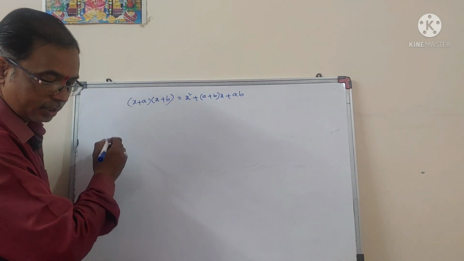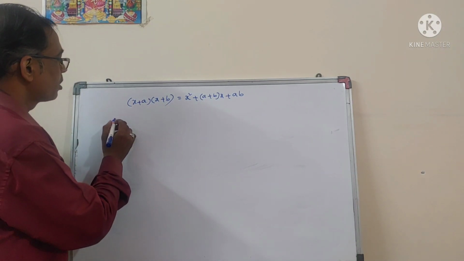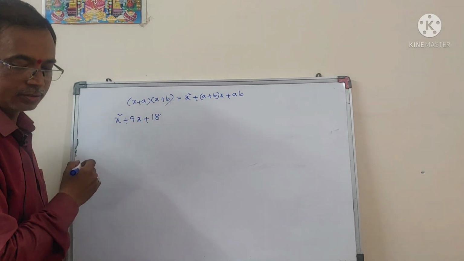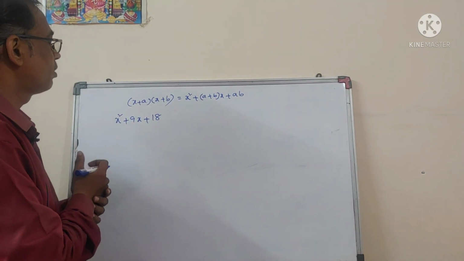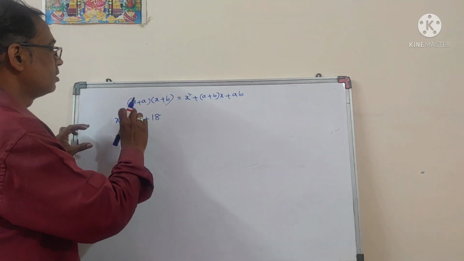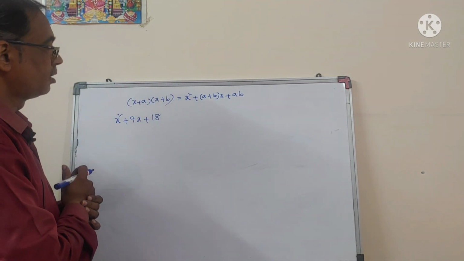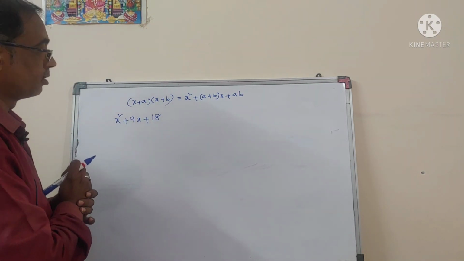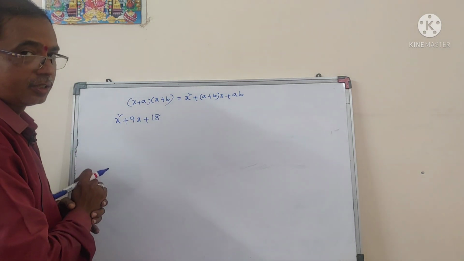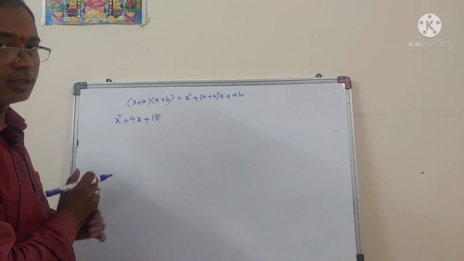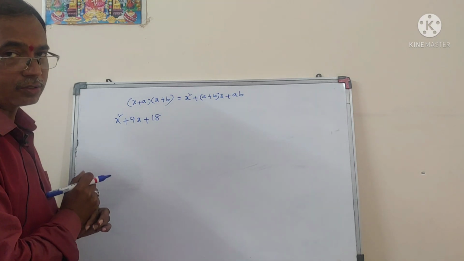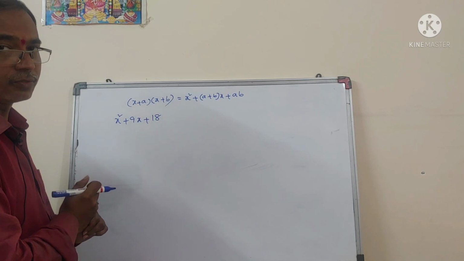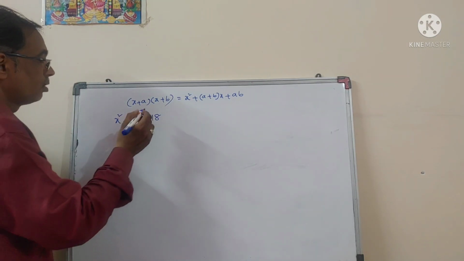Okay, let us take a sum here, x square plus 9x plus 18. How can we identify to factorize this expression in this method? Simply observe the last term of this expression, which is 18. Is it a perfect square? No, it is not a perfect square. So then we must use this type of method.